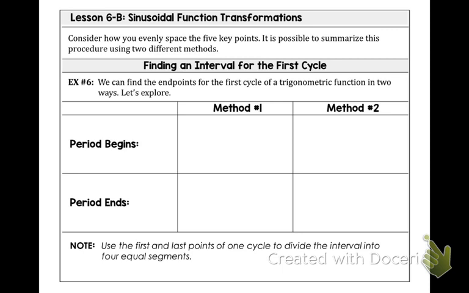Let's explore. Method 1 is where you take your C over B, which is what we've been doing, to find that phase shift. That's where we do our starting point. And then we add to it a full period, and that would get us to our ending point. Oops, sorry, I was supposed to write that down below. So C over B plus 2 pi over B.